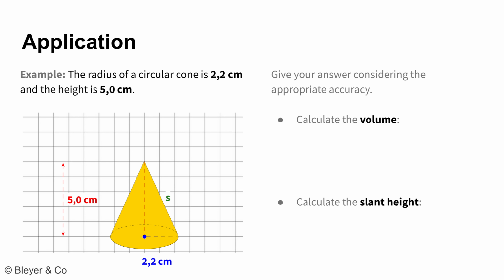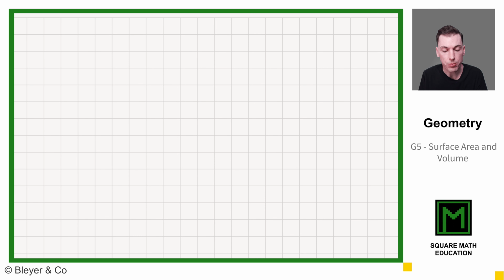In this lesson, we are going to calculate the volume and also the total surface area of a new shape. Today's shape is the following: a circular cone. The base is a circle with a radius of 2.2 cm and the height of the cone is 5 cm. Can you calculate the volume and the surface area of this shape? Let's check it out. Let's start sketching our problem.